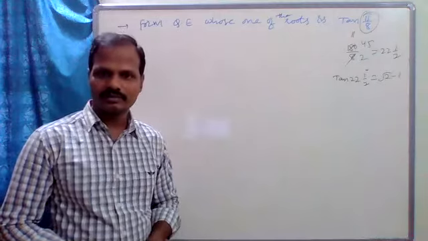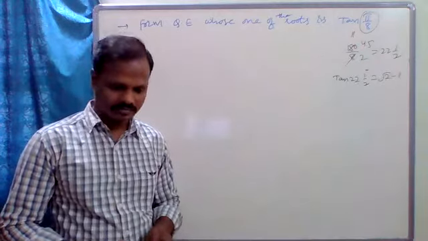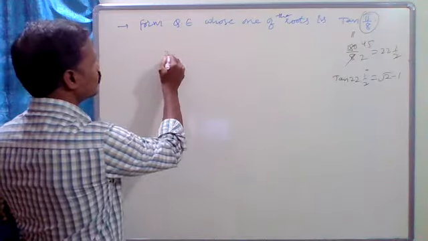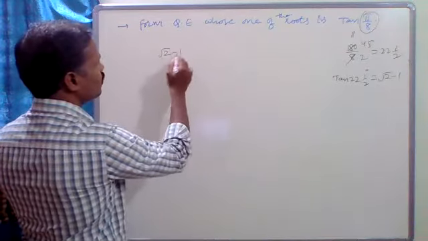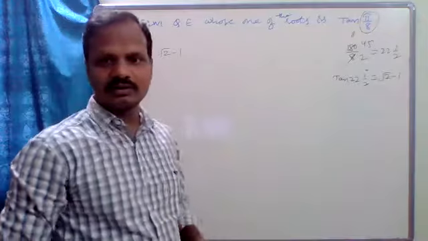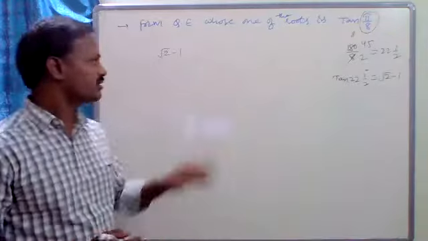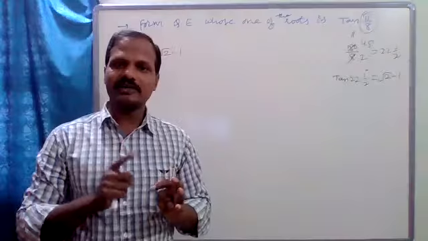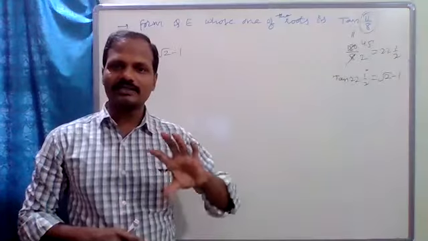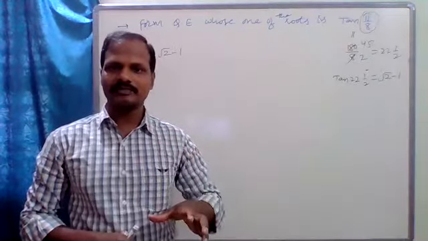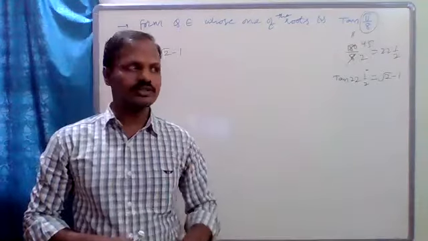Nobody responds. What happened? See, one of the roots is root 2 minus 1. So this is the irrational root. Yes or no? Root 2 minus 1 is the irrational root. So we know that irrational roots and imaginary roots always occur in pairs which are conjugate to each other.